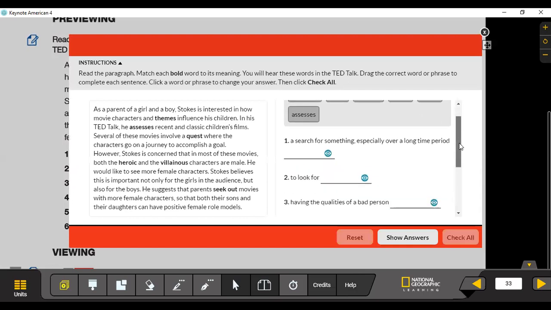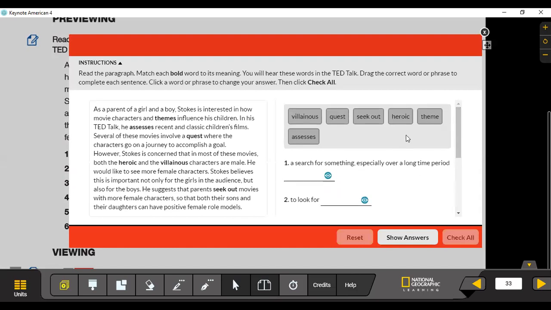All right, so for number 1, it says, a search for something specially over a long period. What word did you put? Quest. Okay, quest. Yes, a quest. A quest is similar to a journey, where you want to search for something or find something, looking for something for a long period of time.